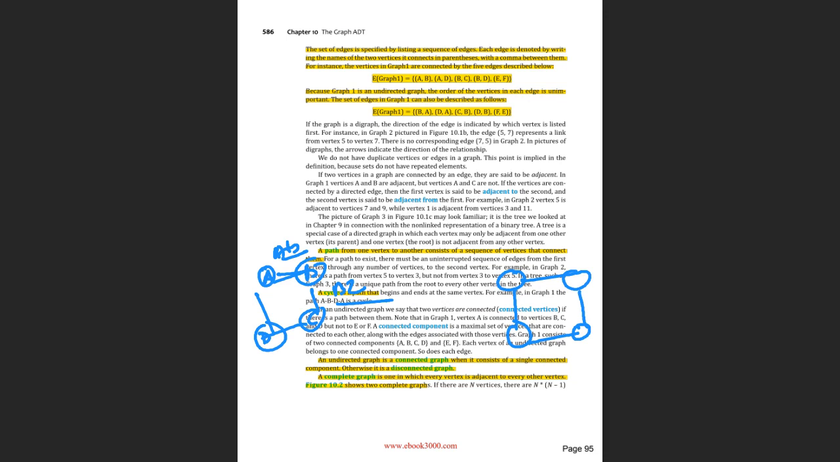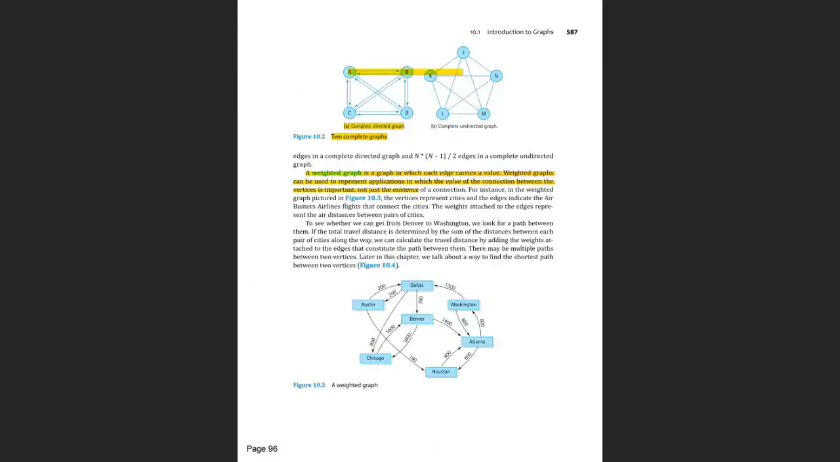Complete graph. A graph is said to be a complete graph if from every node we can go to every other node, from any node we can go directly to any other node. This is called complete. The example is here. Let me show you the example.